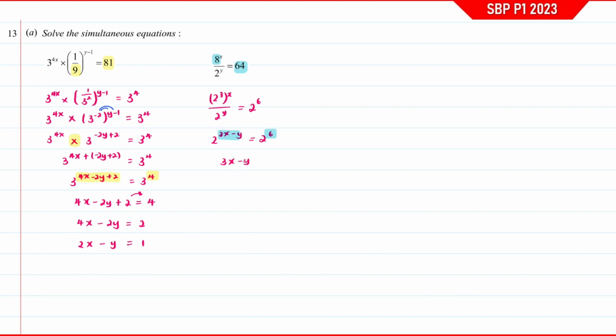Therefore, 3x minus y is equal to 6. So now we're going to solve for these two equations. Let's say we let this equation as equation 1 and this is equation number 2. Using the elimination method, here I'm going to use equation 2 minus equation 1 to eliminate the y. So 3x minus 2x, we're going to have x. And negative y minus negative y will be equal to 0. This is equal to 6 minus 1, which is 5.